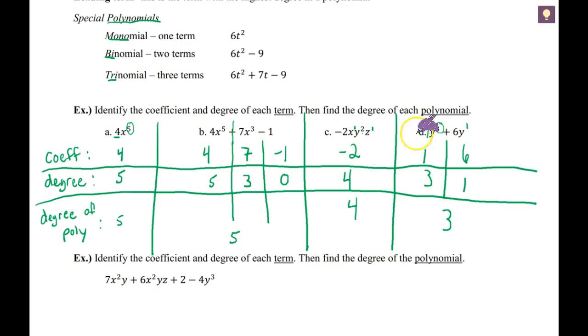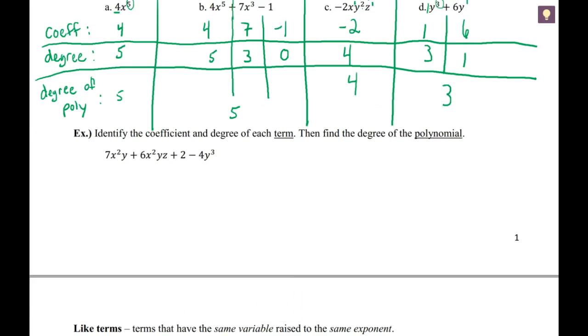Don't confuse these two. This one was one term. I add those exponents together. This was 2 terms. I look at the highest degree, the largest degree I found. The largest degree we found was 3. All right, why don't you go ahead and try the next one?